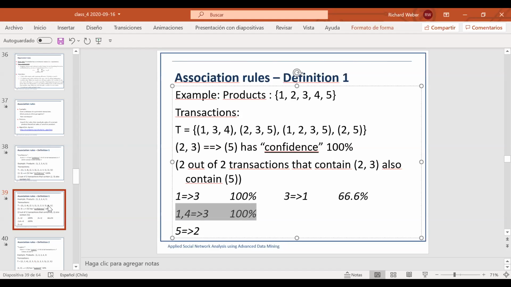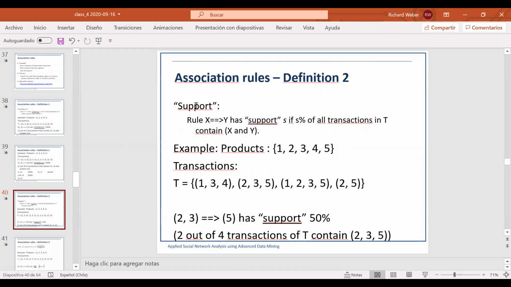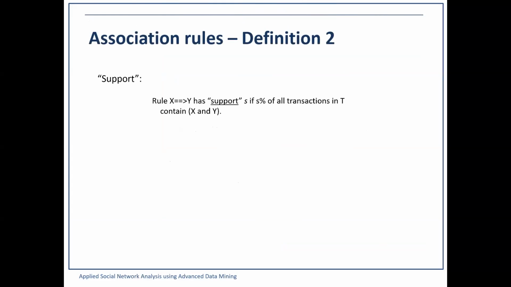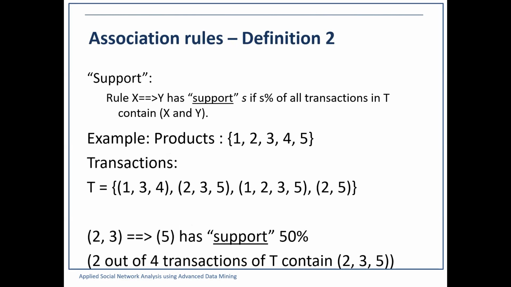And that's the motivation. I'm sorry, we are beyond the time, but just to finish this part, that's the motivation for the next definition, support. Support now takes into account the volume of your business, of your transactions. Same example as before, the rule 2 and 3 implies 5, which had confidence 100%, now has a support of only 50%. What's the definition of support?